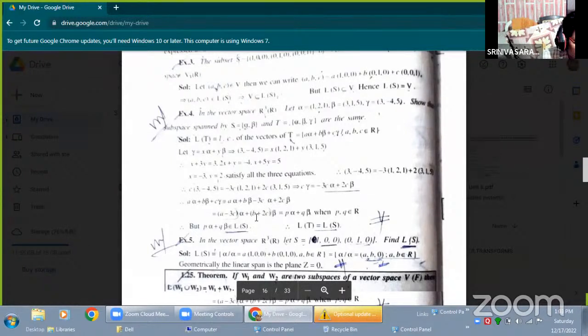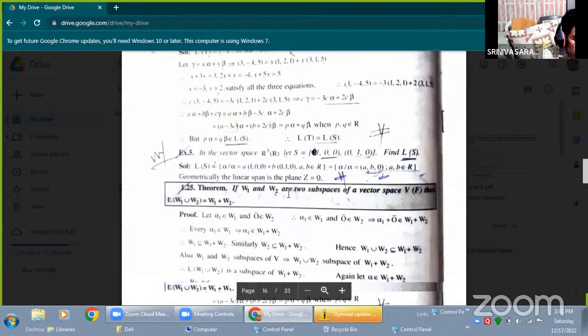So this is also a linear combination. Alpha and beta means spanned by S, and alpha, beta, gamma means spanned by T. Therefore, finally, A alpha plus B beta belongs to L of S. Therefore L of T equals L of S. That's enough. This is one of the important problems.